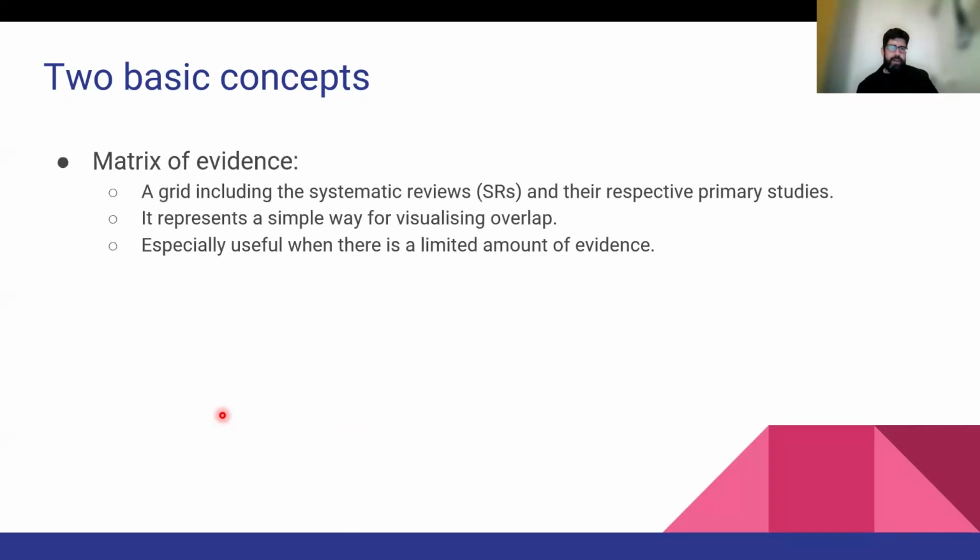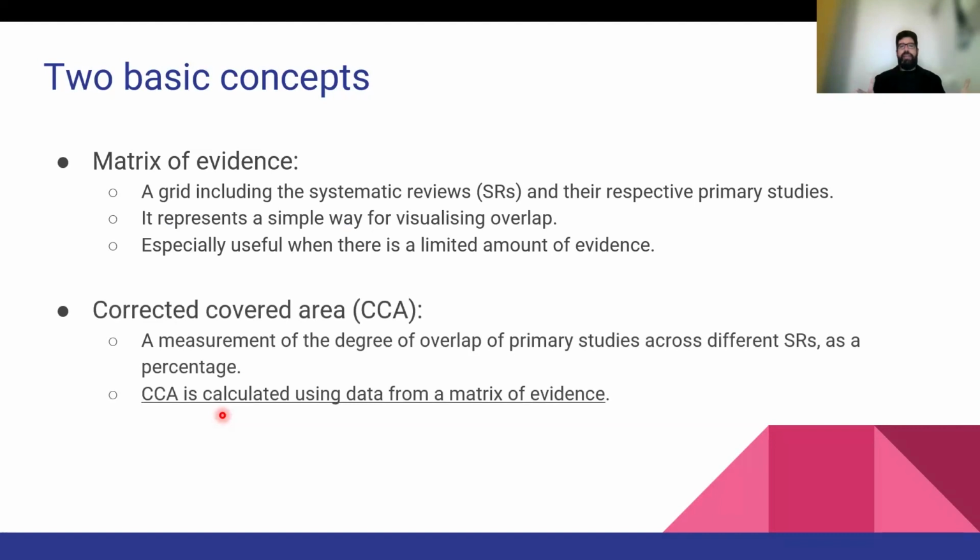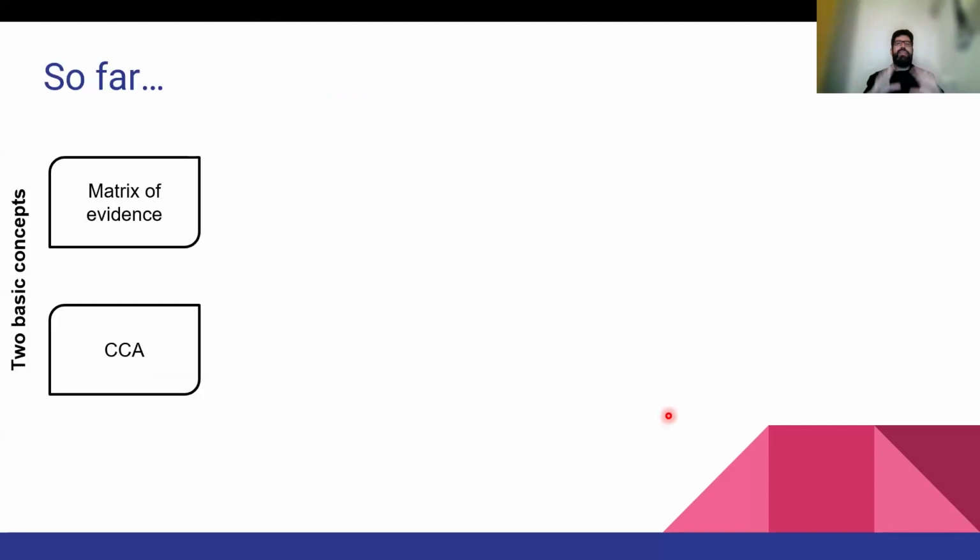First, we have the two basic concepts. A matrix of evidence is basically a grid that includes the systematic reviews and the primary studies. It represents a simple way for visualizing overlap. And it is quite useful when there's a limited amount of evidence. And the corrected covered area is a measurement of the degree of overlap or percentage of overlap of primary studies across different systematic reviews, and is calculated using data from the matrix of evidence. So we need to have that clear.